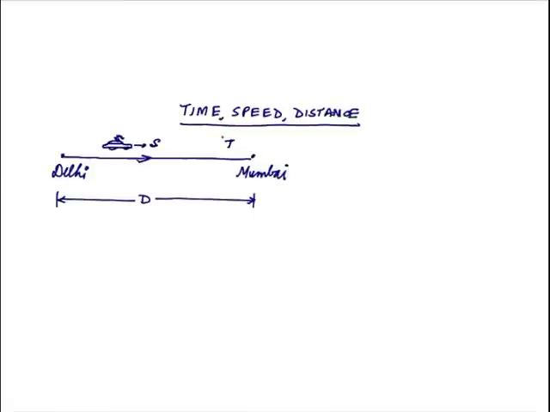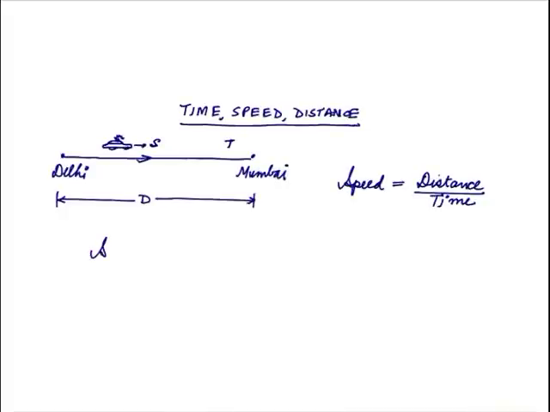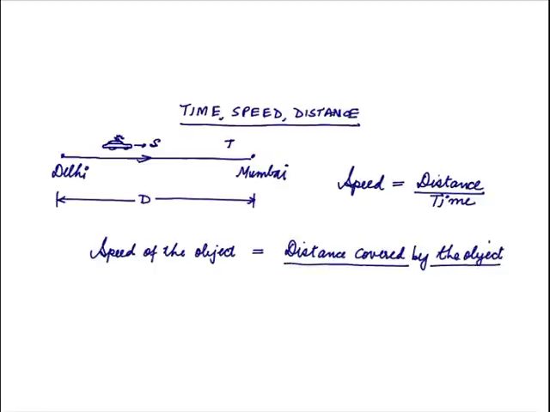Now we know that speed of the object is always equal to distance upon time. So let me elaborate this formula to make it crystal clear. Speed of the body or the object is equal to distance covered by the object upon time taken to cover the distance. So as we know, we have written this as S is equal to D upon T.